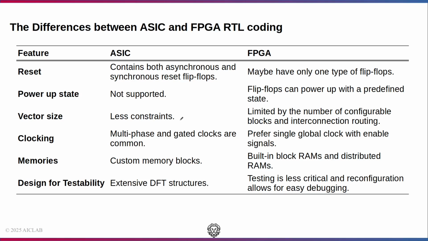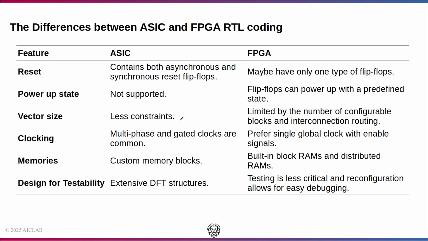Next, clocking. ASIC supports multi-phase and gated clocks to reduce power consumption. But for FPGA, we prefer a single global clock with enable signals. Also, it is recommended that we don't use gated clocks in the FPGA.